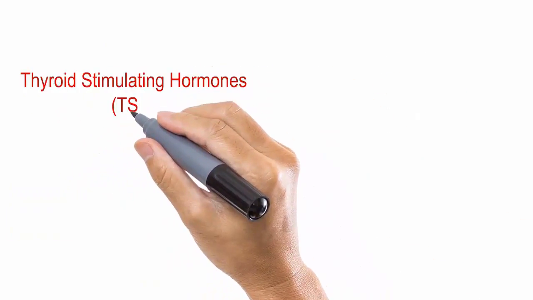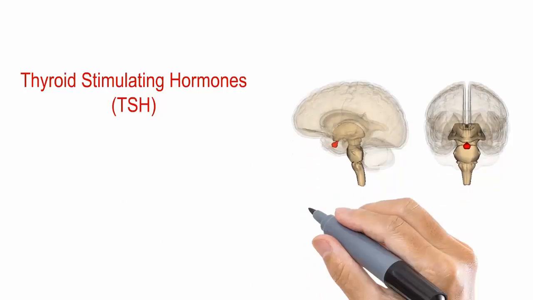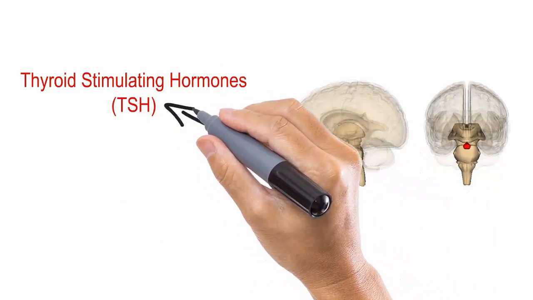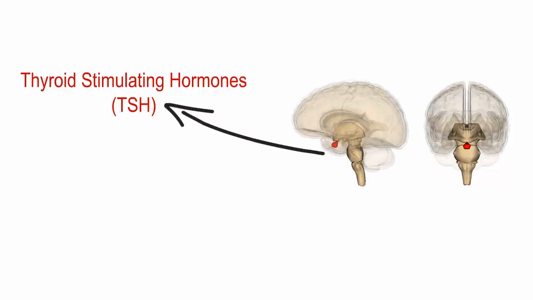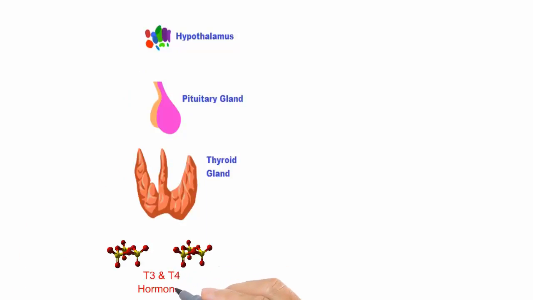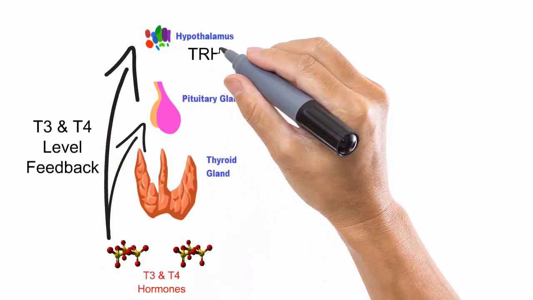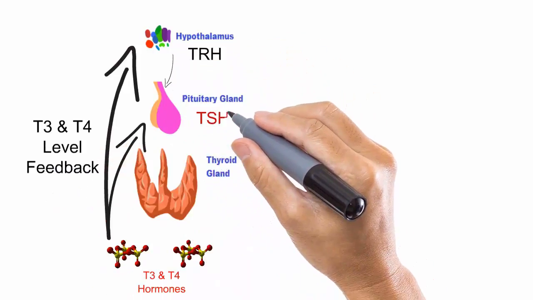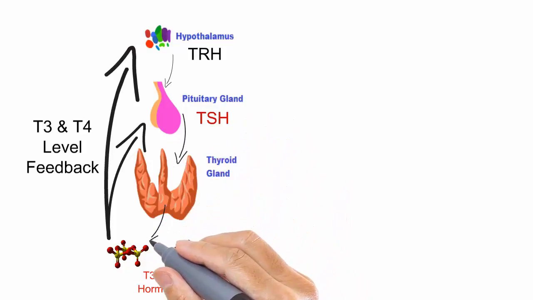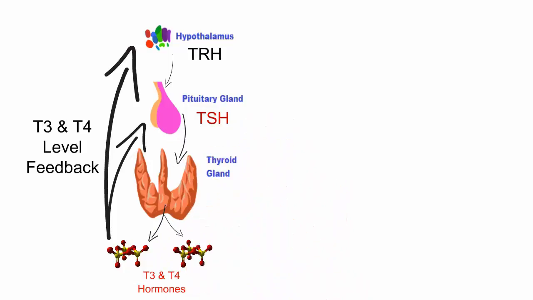The production of thyroid hormone is controlled by another hormone called thyroid stimulating hormone, that is TSH. TSH is produced by the pituitary gland situated below the brain. The level of thyroid hormone is sensed, and when there are fewer thyroid hormones, the pituitary gland secretes TSH. TSH provides a signal to the thyroid gland, and the thyroid gland starts producing more thyroid hormones. In the same way, when there are more thyroid hormones, the pituitary reduces the TSH, and so the thyroid gland reduces the production of thyroid hormones.